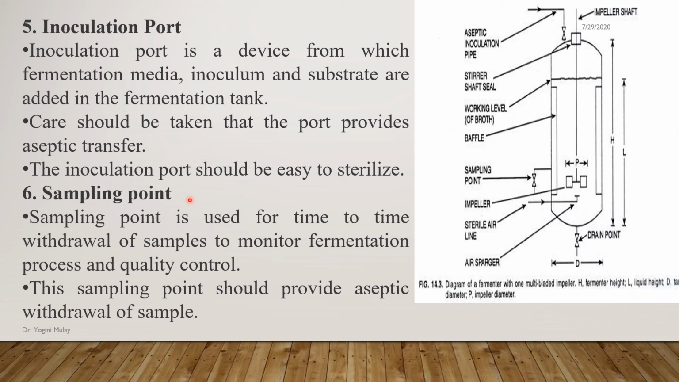Then there has to be a provision to take out the sample. We call it a sampling point. The sampling point is used for time to time withdrawal of samples. That I can show you. This is the sampling point through which the samples can be withdrawn from time to time to check the progress of fermentation as well as to check whether there is any contamination in the fermentation or not. So there has to be a provision for sampling points, and this should provide aseptic withdrawal of the sample.